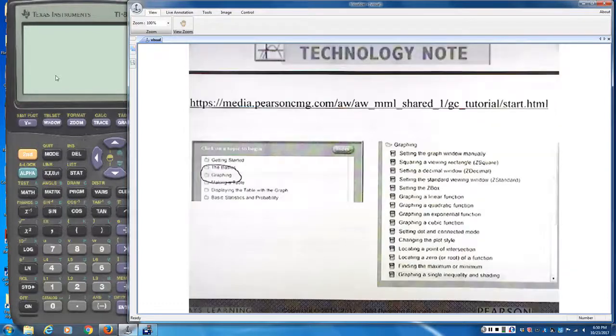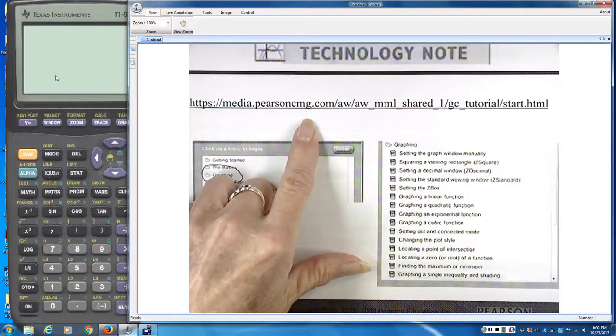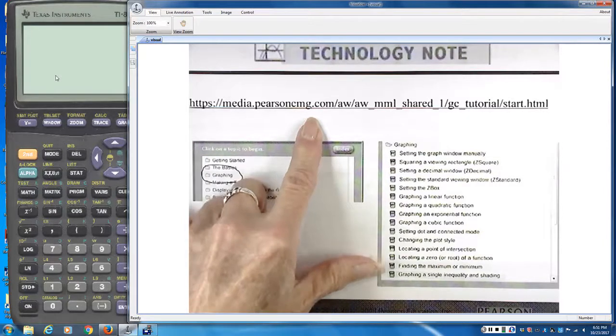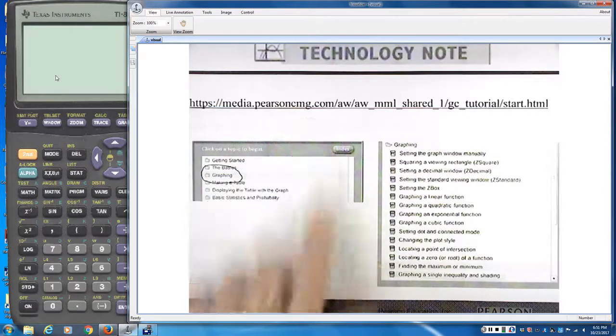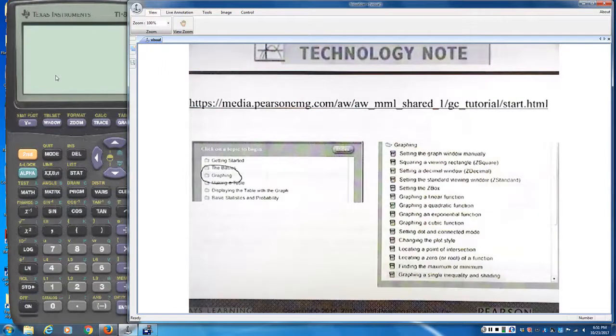And just as a point of information, this link should be in your notes. Is it? That link actually is in My Math Lab. If you go into My Math Lab and go to Tools for Success, it takes you to the graphing calculator tutorial. Let me show you where it is, because this will be useful to you.